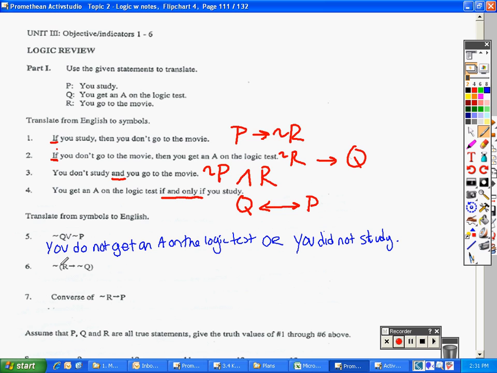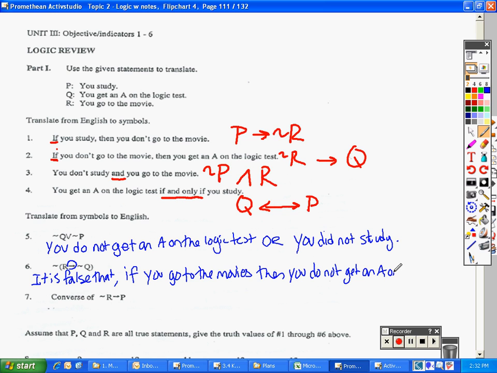All right, number 6 starts with squiggle and then parentheses. Anytime you have the squiggle and parentheses, or the opposite in parentheses, you start the expression with it is false that. And that means that everything you're about to say is actually the opposite. Okay, looking inside the parentheses, we have this arrow. That means it's an if-then statement, a conditional. So if R happens, you go to the movies, then the opposite of Q happens. You do not get an A on the logic test.